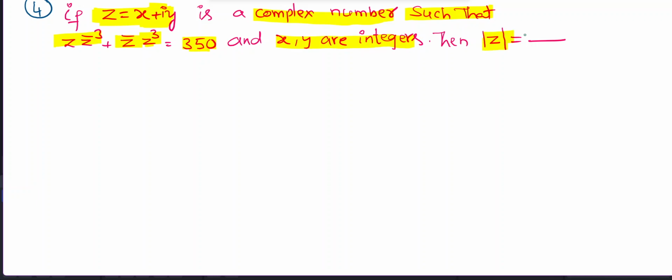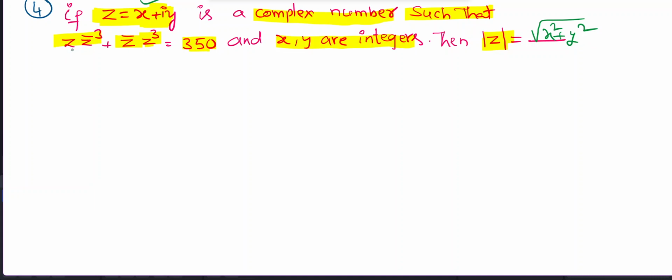We know the formula, mod z is equal to under root of x square plus y square. Here z is given as x plus iy, so mod z is equal to under root of x square plus y square. Now we find the x and y values from this equation.